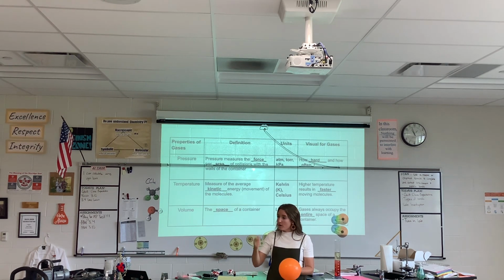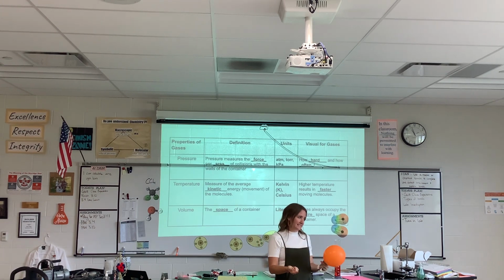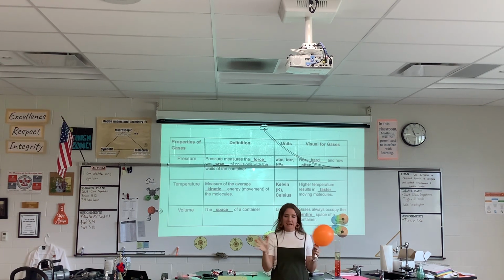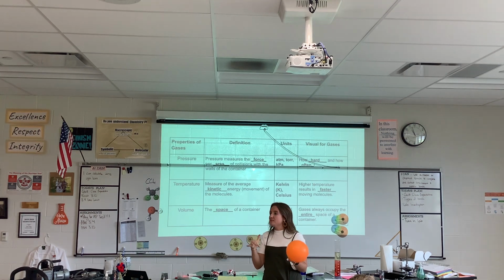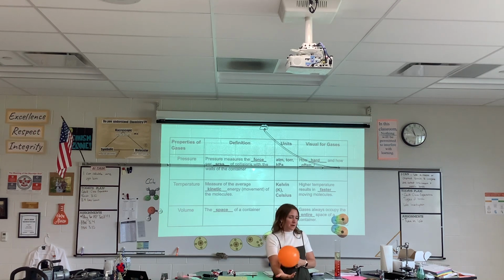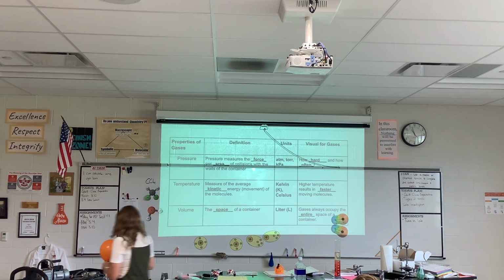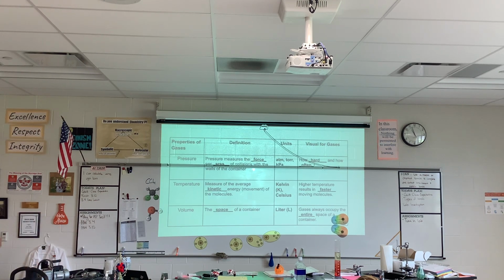It's how hard they are hitting the walls, but also how often they are hitting. So there are 2 factors that can influence pressure. Keep that in mind. That means we can influence it in 2 ways. I can change one thing and it's going to make pressure go up, or I can change the other and it'll make pressure go up. Pressure units, the main ones we'll use are atm and torr. That's the measurement unit.